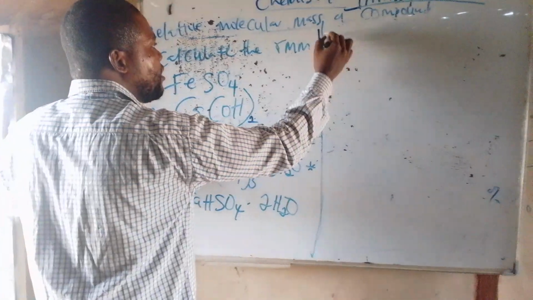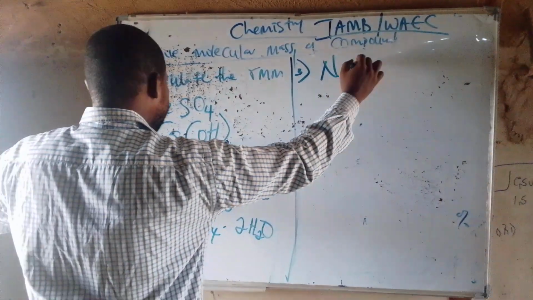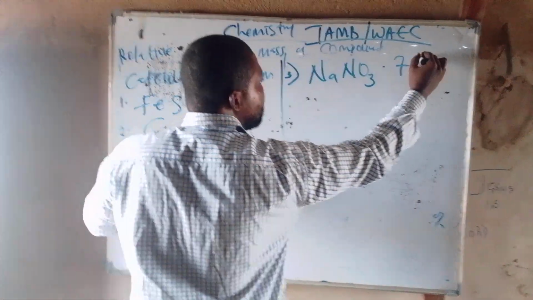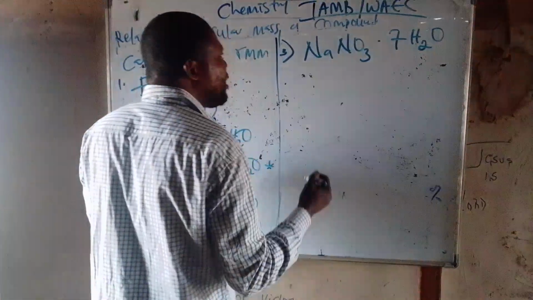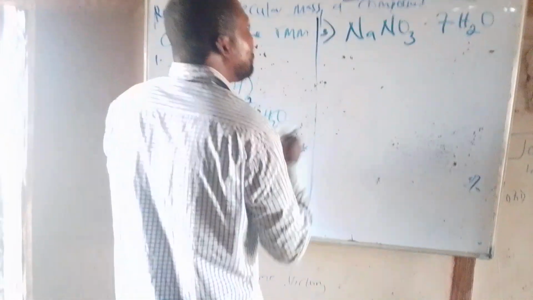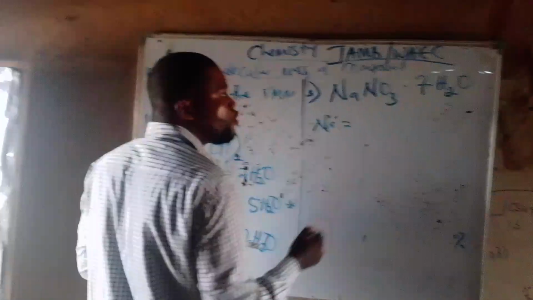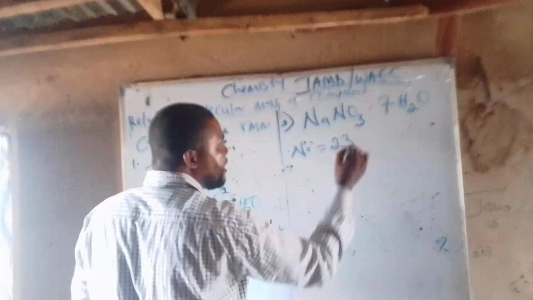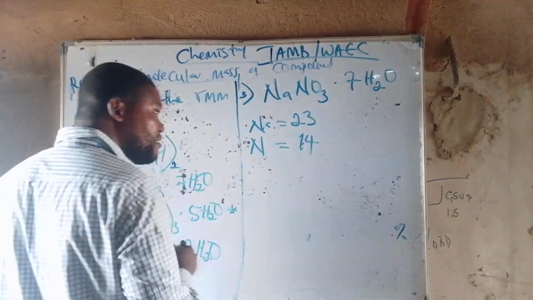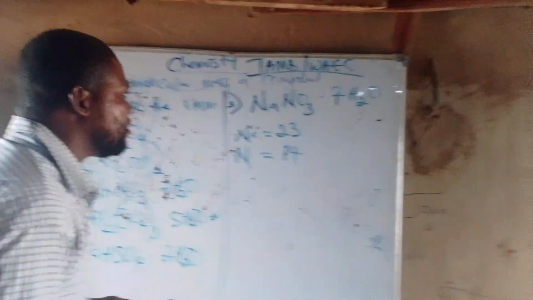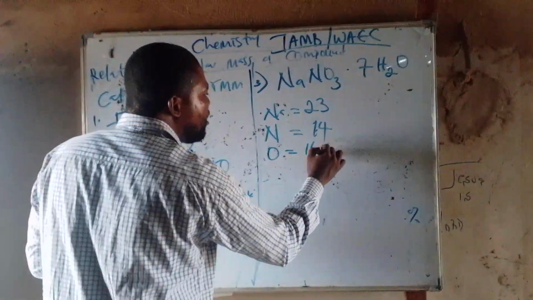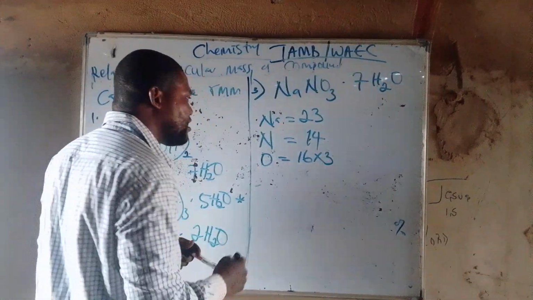Next, number 3 is NaNO3.7H2O. Normally, the molar mass of water is 18 grams. So without giving yourself stress, let's start. Na is sodium, and sodium has mass 23. Then N is nitrogen, and nitrogen has 14. The mass number of N is constant, 14. Na 23, N is 14. Then O, like I've said before, O is equal to 16. But there's 3 here. We have to multiply by this 3. Can you see now?